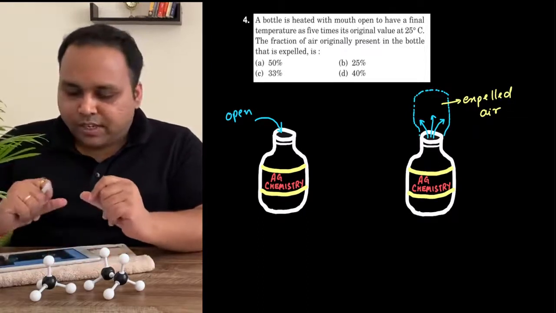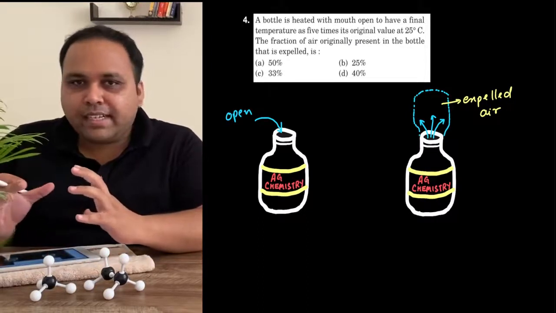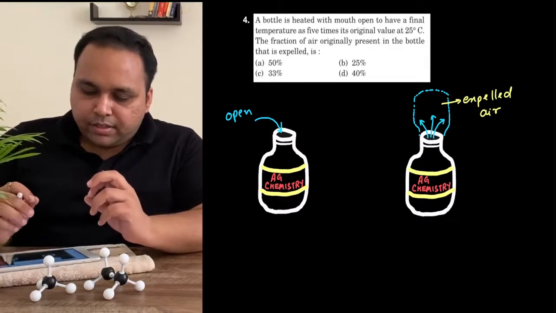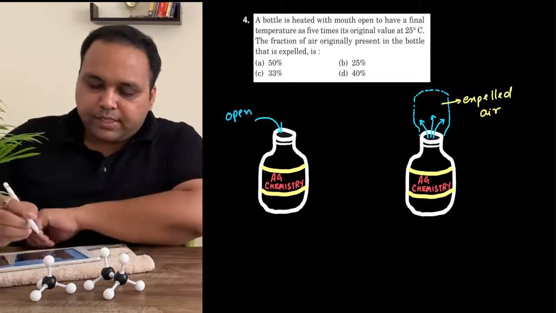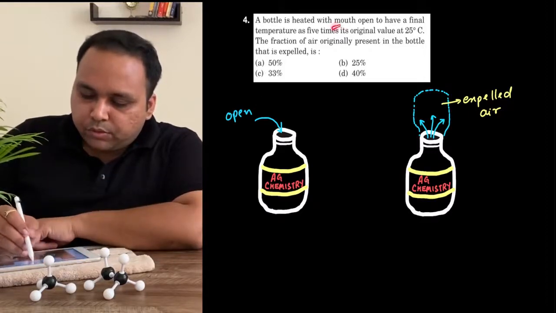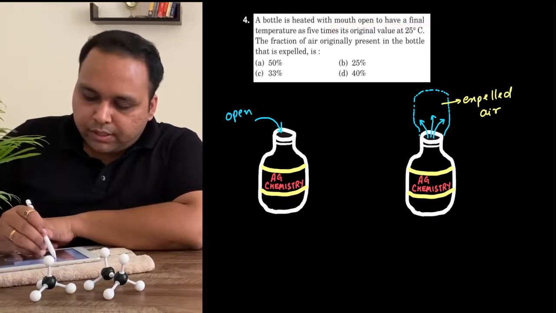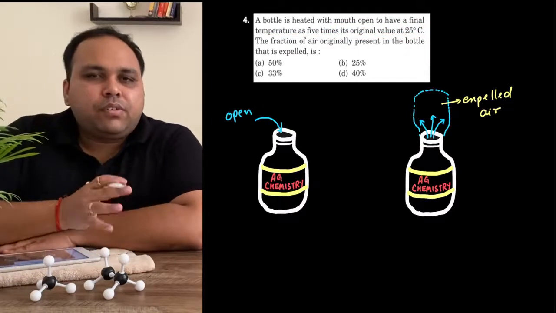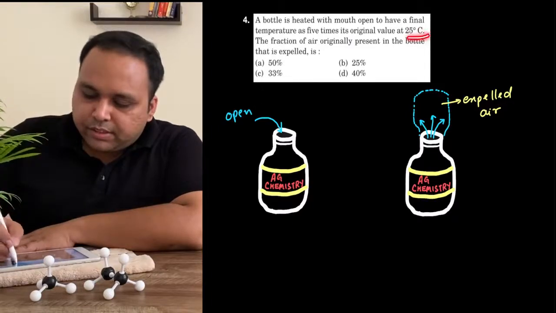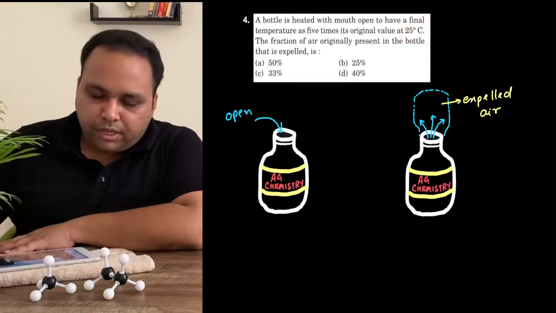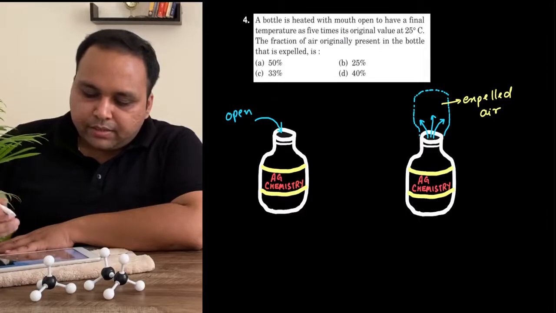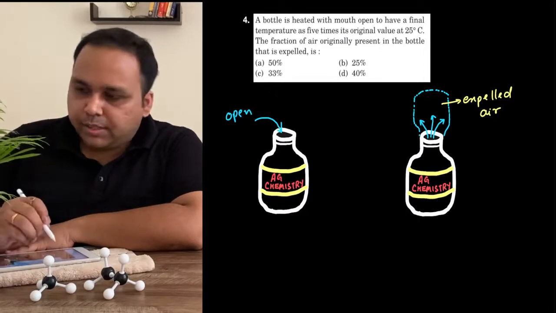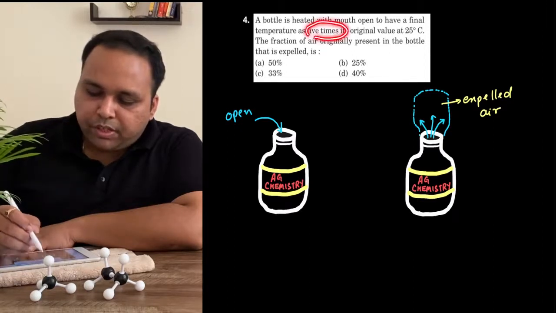Next question. Okay, this is slightly tougher than what we did before in terms of understanding. So the question reads as: a bottle is heated with mouth open to have a final temperature as 5 times its original value at 25 degrees Celsius. So what we are given here is that you have 25 degrees Celsius initial temperature. We'll convert this into Kelvin obviously. It's heated to 5 times its original temperature. So T2 will be 5 times T1.